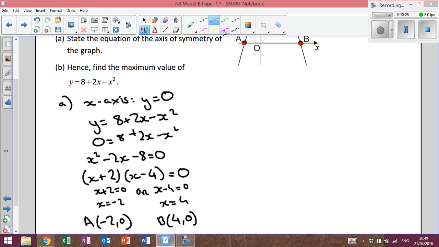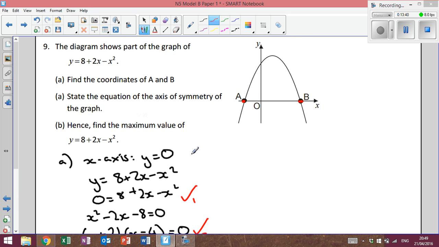Okay, and in part A, you'll get 1 mark for having it equal to 0, a second mark for factorising, a third mark for solving, and then a fourth mark for the coordinates. So you don't want to miss out those coordinates, because you've done all the hard work, and you don't want to give up the easy mark at the end. For part B, the equation of the axis of symmetry, well, if you know this is negative 2 and you know this is 4, the axis of symmetry is going to be bang in the middle of those two. So the axis of symmetry is x equals halfway between negative 2 and 4, which is 1. And that's just 1 mark in part B.